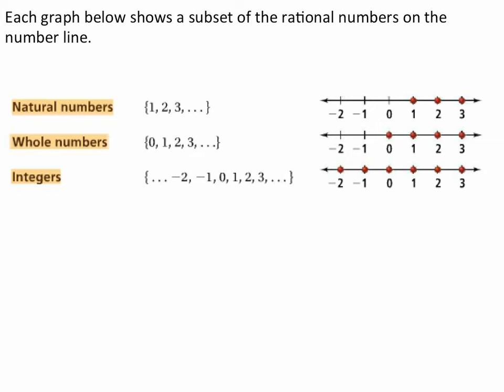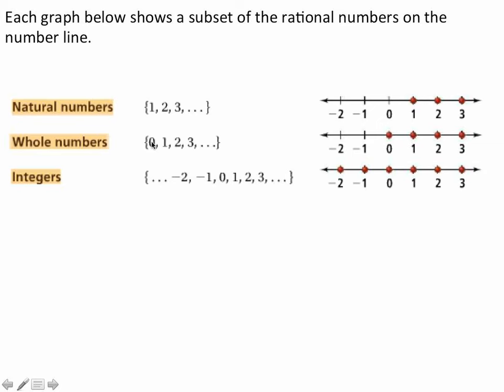Each graph below shows a subset of the rational numbers on the number line. As we classify these numbers, a couple things to remember. Natural numbers are the numbers that you grew up starting to count with: 1, 2, 3, 4. Whole numbers are the natural numbers, and add 0 in there.